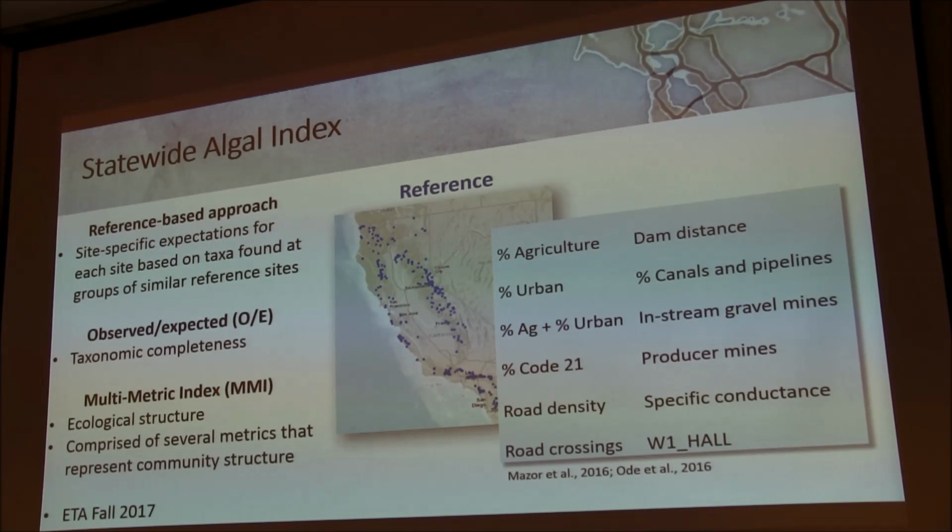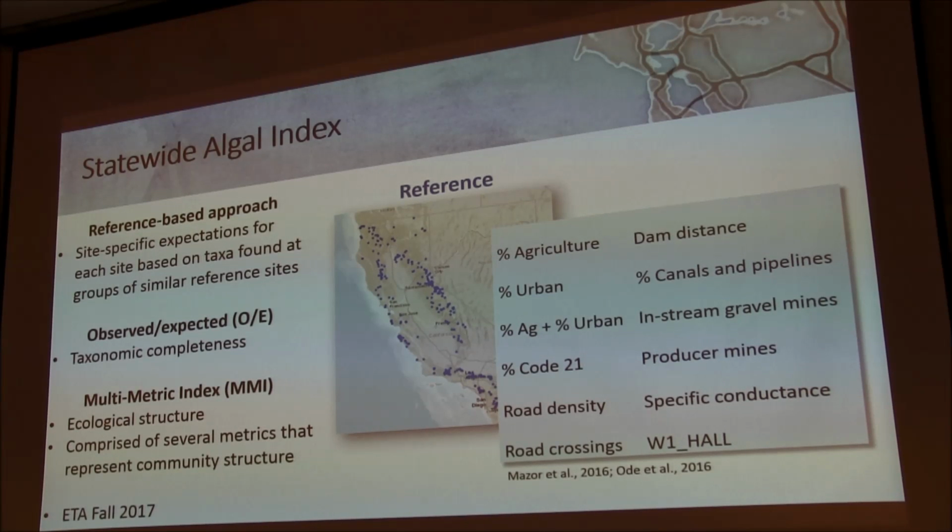So one of the reasons we're really interested in developing this reference-based approach is that you can set these site-specific expectations for all of your different taxa that you find at different locations throughout the state based on whom you would expect to find there, given different reference locations. This metric, again, will be following the template that was used by the California Stream Condition Index, and that will have two separate parts. One of them is an observed over expected index, so that gives us an estimate of taxonomic completeness, something we heard about yesterday with Chuck Hawkins.